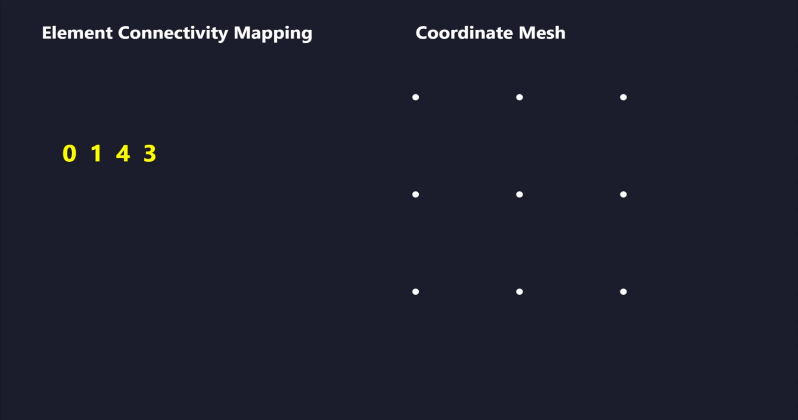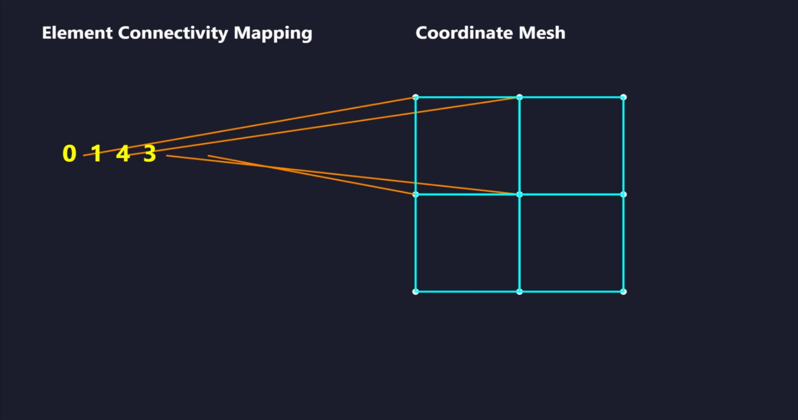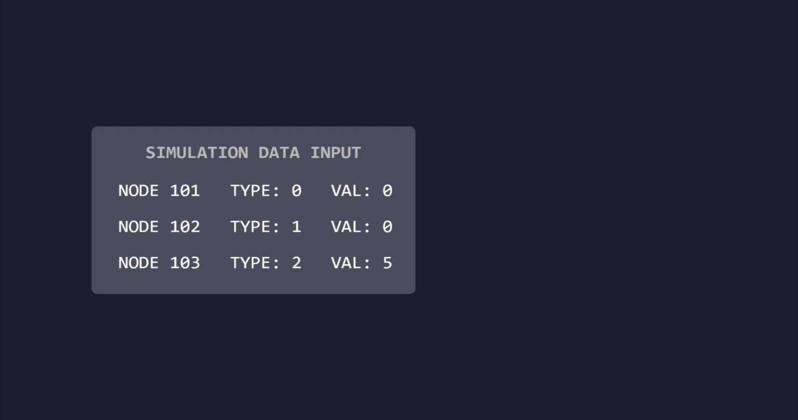Reverse the mapping from global to local indices by observing the element connectivity block. The integers here serve as pointers to the coordinate array, defining how points are wired together to form the physical mesh. Understanding this relationship is the key to reconstructing the geometry in external visualization tools.